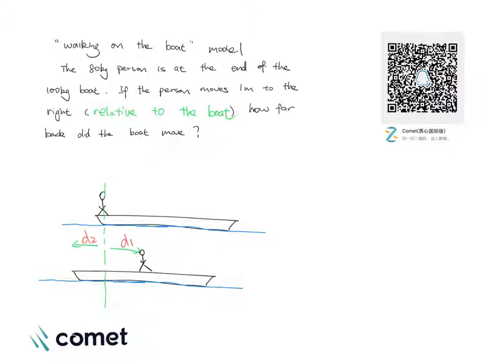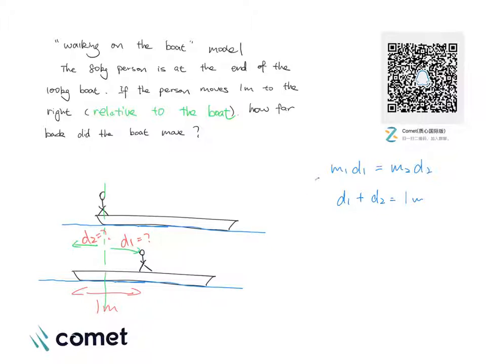But here is a problem that we don't know both the distance the person goes and the distance the boat goes relative to water, so we have two unknowns here. But luckily we know that the sum of the two unknowns is 1 meter. It's still an isolated system, so we solve the problem in the same way: we have the equation m1 d1 equals m2 d2, where number 1 is the person, number 2 is the boat. Also another piece of information, d1 plus d2 equals 1 meter.